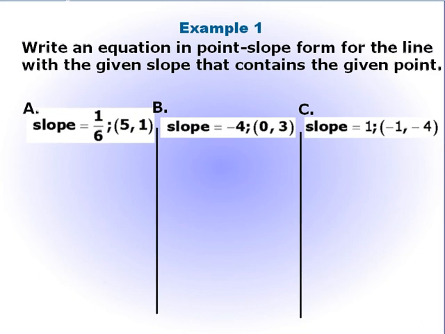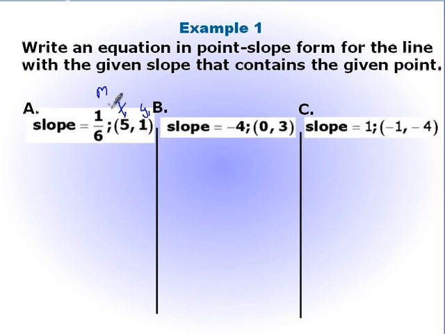So let's try this. Let's write an equation in point-slope form for these different ones. Here we've got the slope is 1/6, that's your m. Here's 5, so we're going to call this x1. And here's y, okay, so this is y1. So in a coordinate, you've got the first number is x, the second number is y.